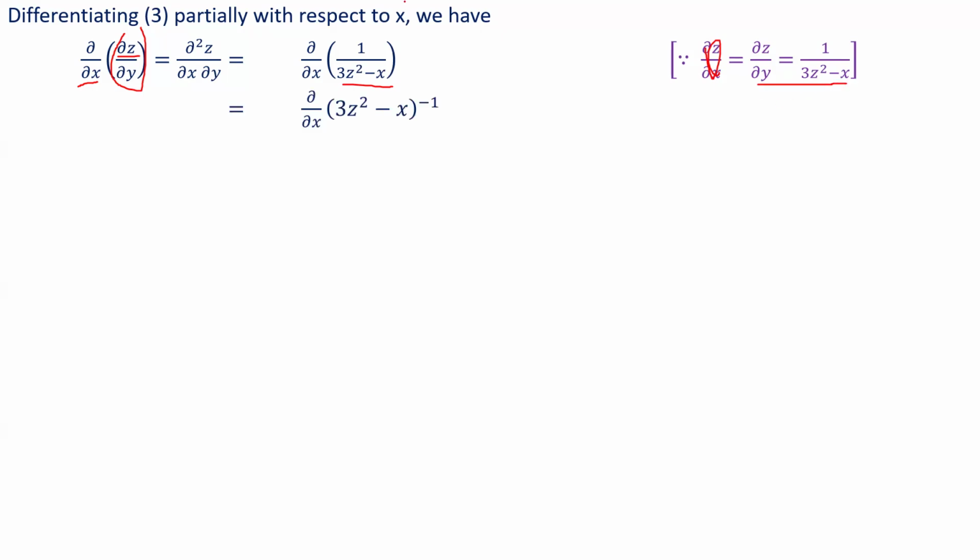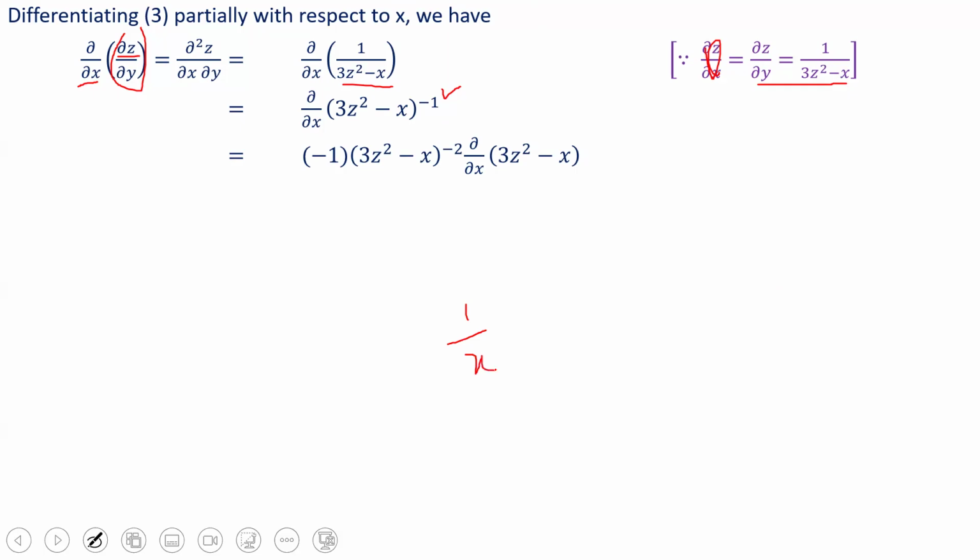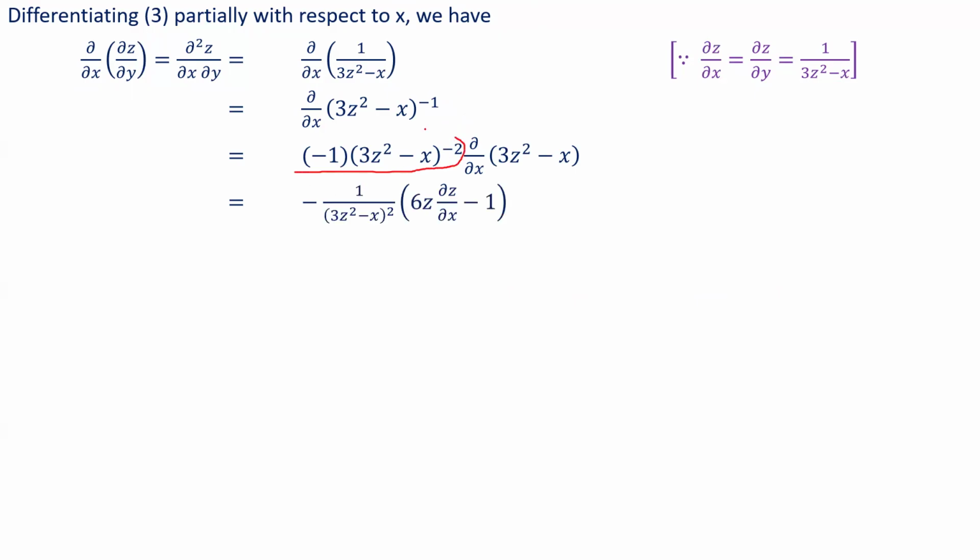So we can write down 3z square minus x whole to the power minus 1. And if you want to find out the derivative, in the last example we have already seen, what is the derivative of 1 upon x with respect to x? It is nothing but minus 1 upon x square. So here minus 3z square minus x to the power minus 2. Again the derivative of 3z square minus x with respect to x. So this can be written as minus 1 upon 3z square minus x whole square. Now what is the derivative of 3z square? It is 6z, and again the derivative of z is del z del x, and the derivative of x is 1.